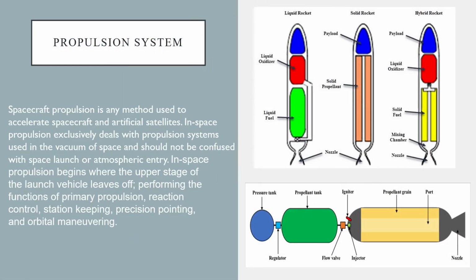The next one is propulsion system. Spacecraft propulsion is any method used to accelerate spacecraft and artificial satellites. In space, propulsion exclusively deals with propulsion systems used in the vacuum of space and should not be confused with space launch or atmospheric entry. In space, propulsion begins where the upper stage of the launch vehicle leaves off, performing the functions of primary propulsion, reaction control, station keeping, precision pointing, and orbital maneuvering.